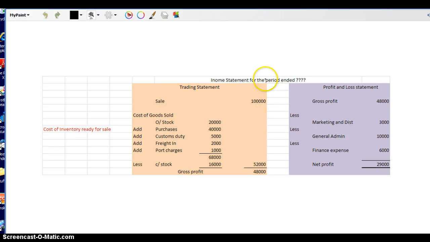Now let me start. What I have got for you is an income statement for a period ended a particular day. It has two parts: the profit and loss statement and the trading statement, which has the trading component. Together, both of them will form the income statement. In the profit and loss statement, you will find the gross profit here.